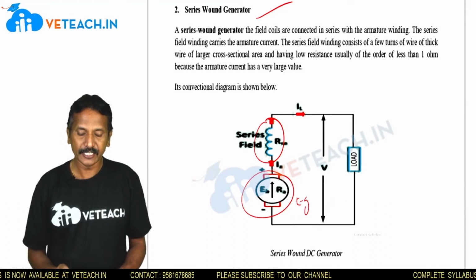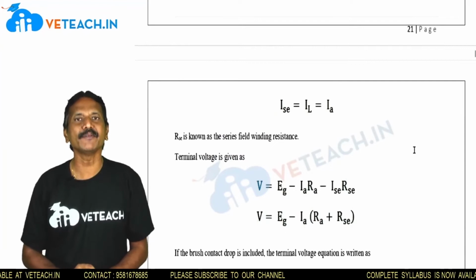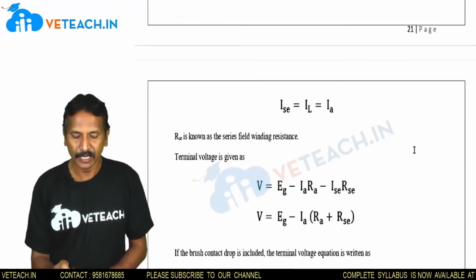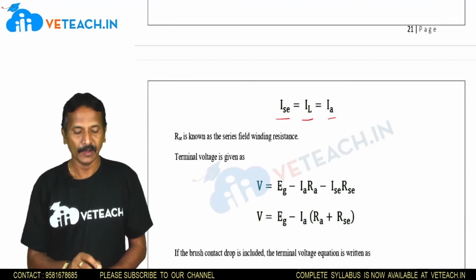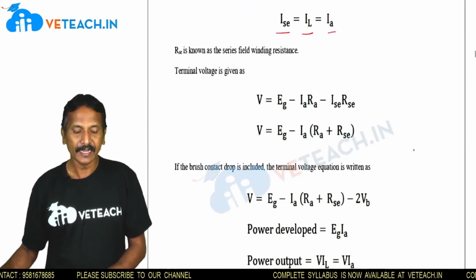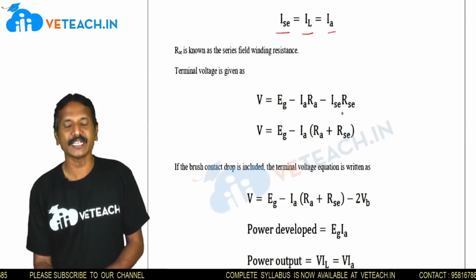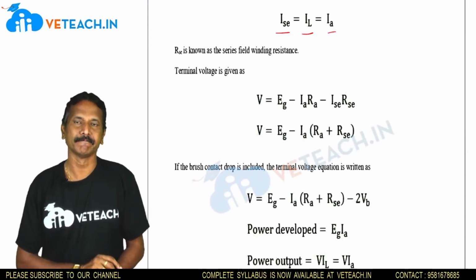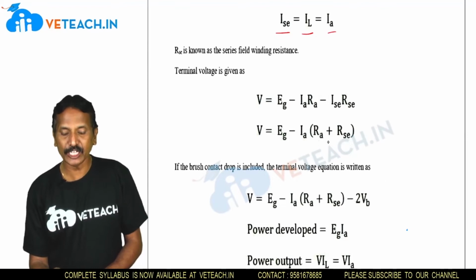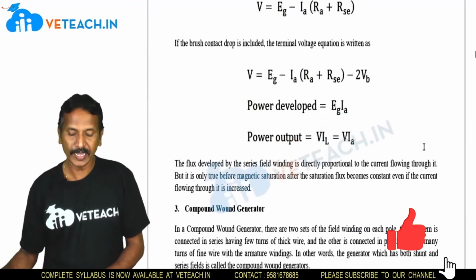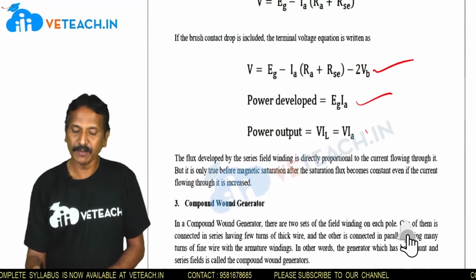is the generated voltage. Now in the series field, students, in series what happened? The current will be the same or not? Yes, the currents will be the same. So series current, load current and armature current are the same. Now to write the terminal voltage relation, V is equal to EG minus IA into RA minus ISC into RSC, right? But here the current values are the same, so V is equal to EG minus IA into RA plus RSC. Same voltage drop, the brush drop also we mentioned here, and power developed and power output.